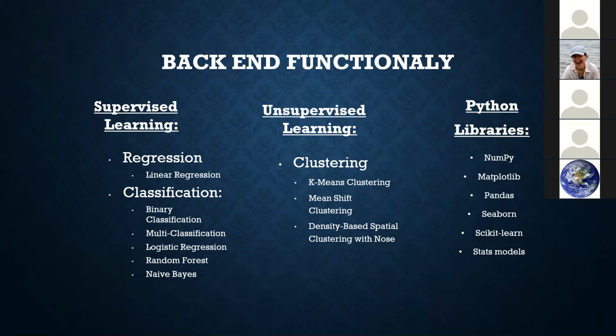So for the back-end functionalities, here we have supervised learning, which includes regression, such as linear regression, and classification, in two kinds: binary and multiple classification. Then we have unsupervised learning, with clustering: k-means, mean shift, and other clustering methods. And then we have these Python libraries, which we use. We use Seaborn and Matplotlib to build data visualizations of each and every model, and then we use scikit-learn and statsmodels to build models.